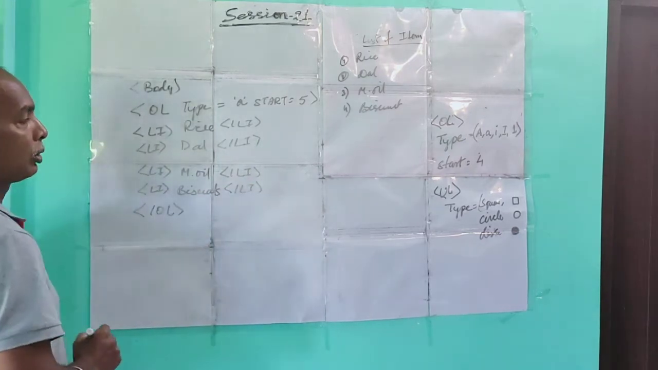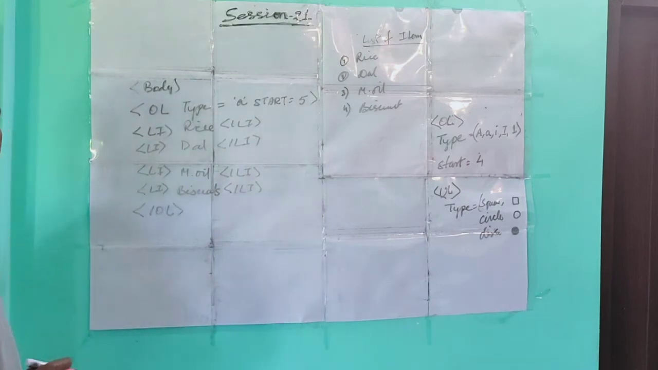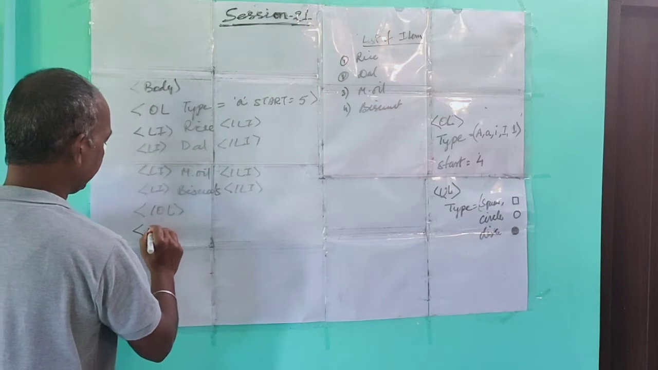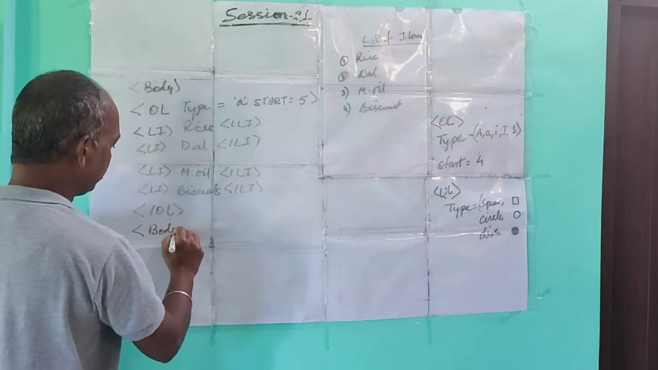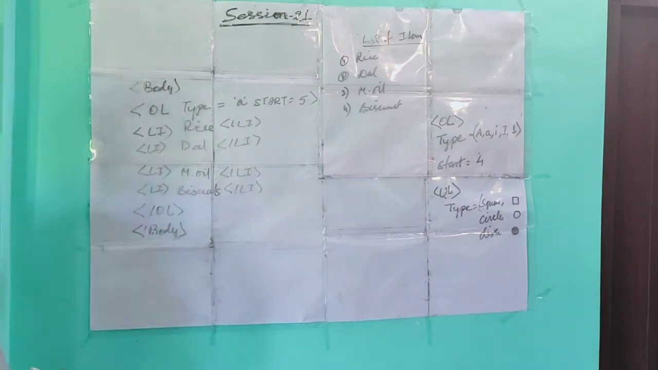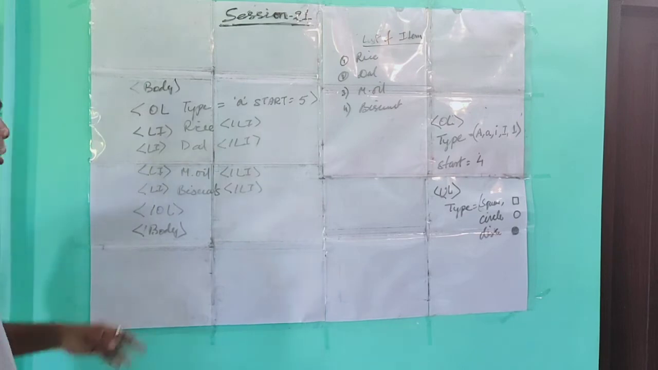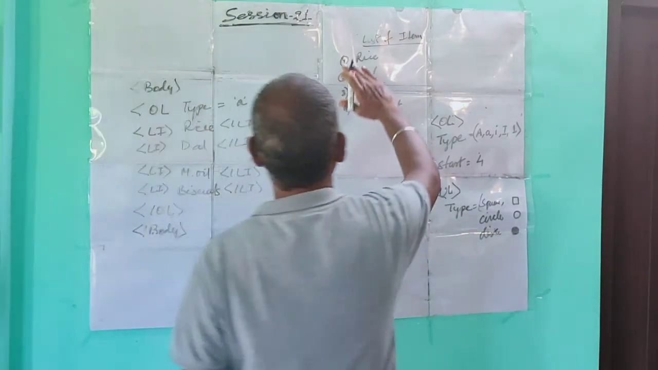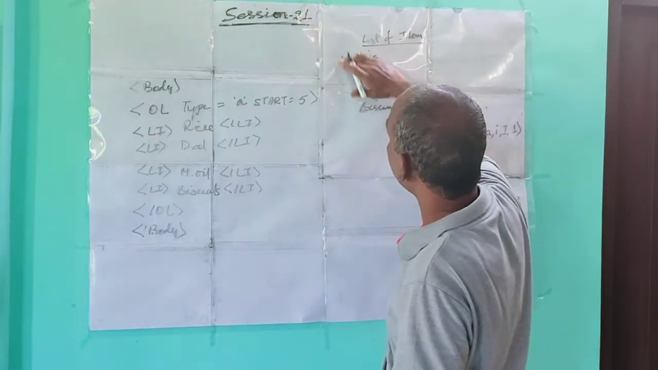OL and UL both are container tags, so we have to close them. After that, we just close the body. So when you write the program like this, the output will come. See, the type is A, so here it will appear A, B, C, D.